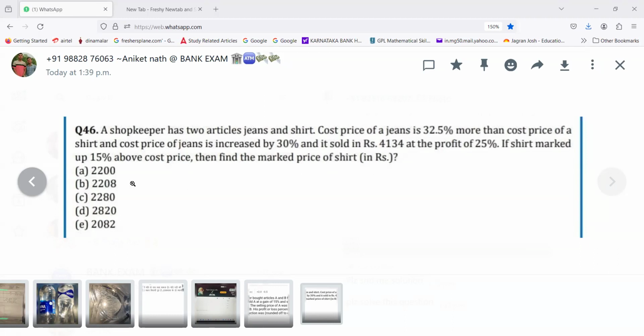The answer is B, 2208. I will stop sharing this one and share another answer page. This one. Yeah.